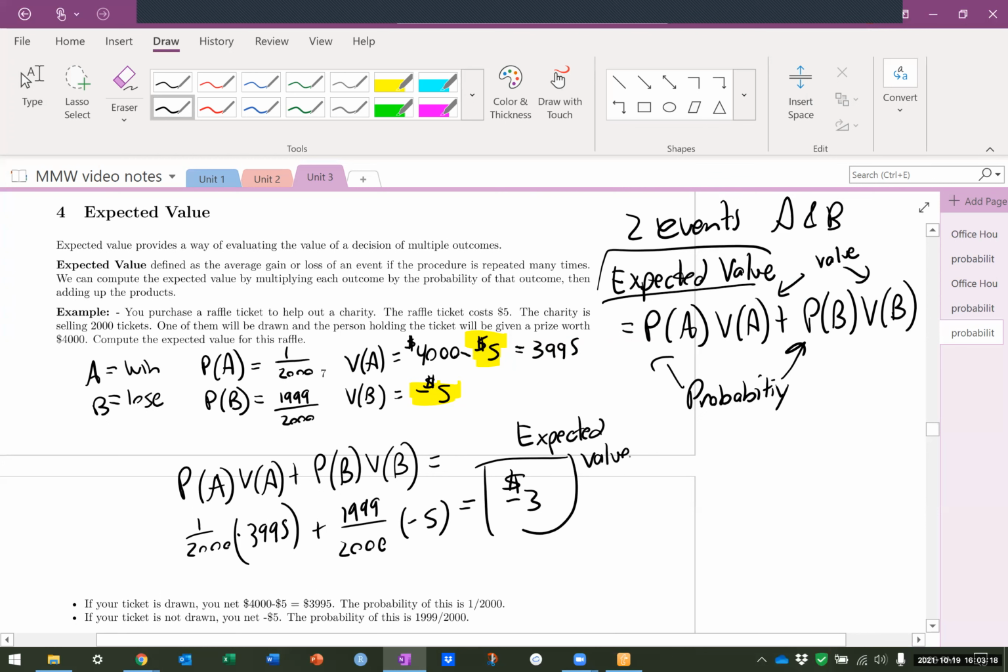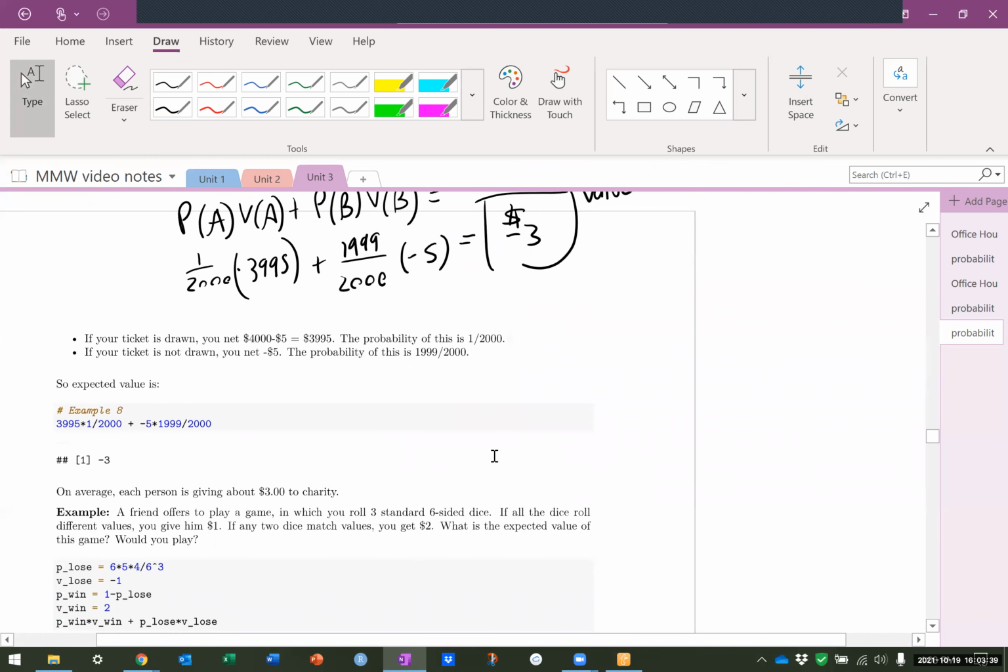So what does that mean? That means from the charity's perspective, on average, each person is giving $3 to the charity, right? They're going to make money off this. From your perspective, if you were to buy all the raffle tickets, you would lose on average $3. So it's a nice little topic.